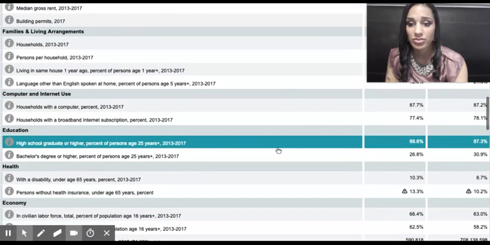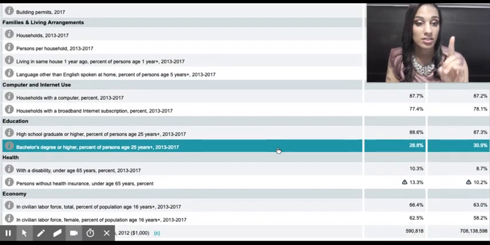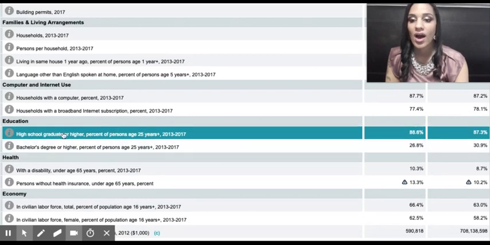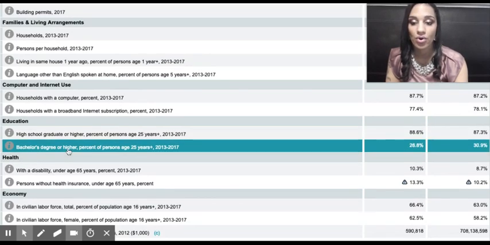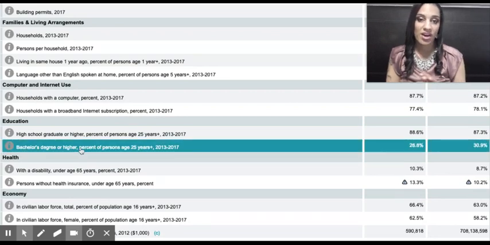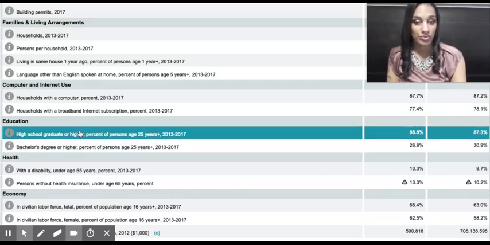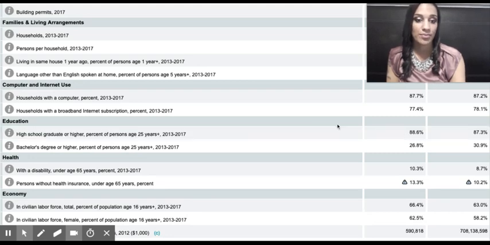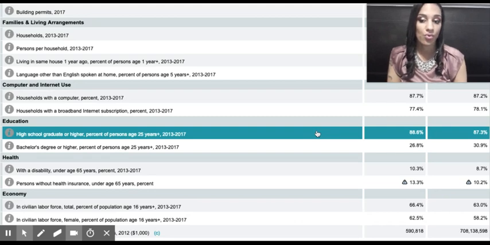Internet use, interesting. Education. This is one you want. Education. So high school graduates or higher. Or the bachelor's degree or higher. Do we care about people who have bachelor's degree or higher? No, because they're not going to be coming to us. We want to care about high school graduates, with people who are high school or greater.